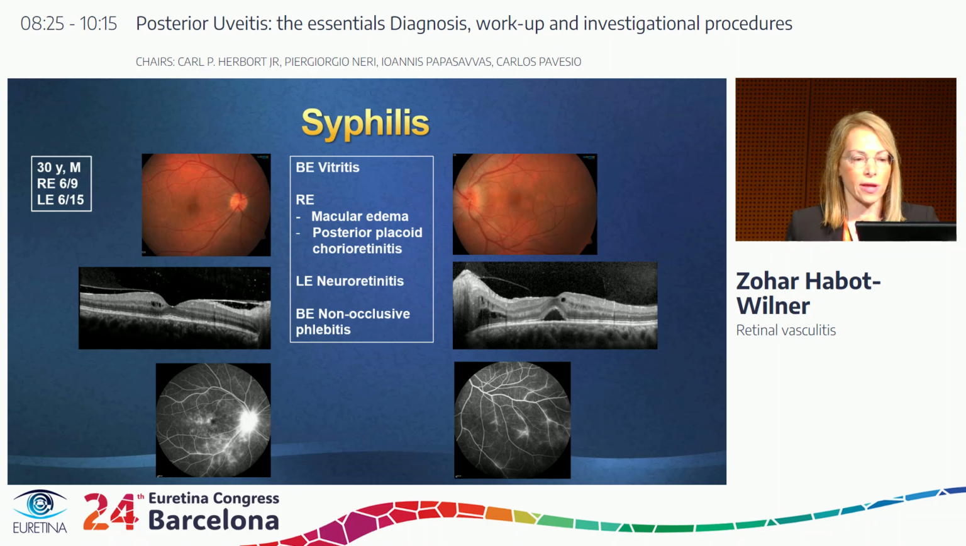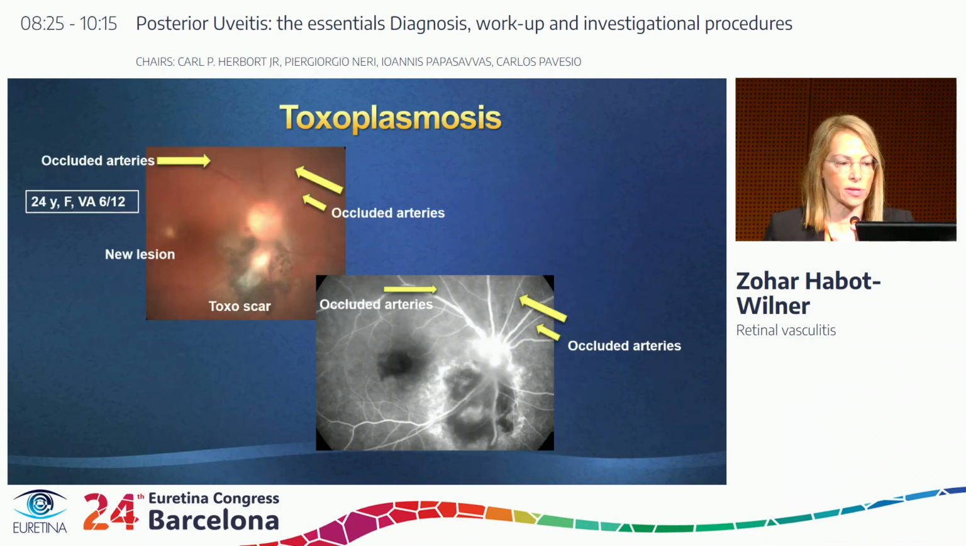In the case of syphilitic uveitis, a patient who was a 30-year-old male, he came with bilateral vitritis. In the right eye, he had macular edema, a posterior plaque with chorioretinitis. In the left eye, he had neuroretinitis, and in both eyes, as you can see, a non-occlusive phlebitis.